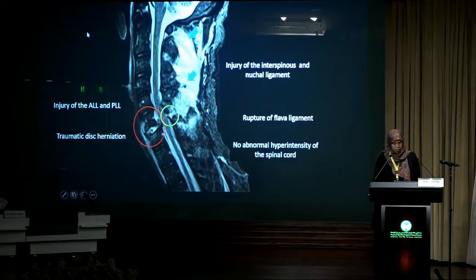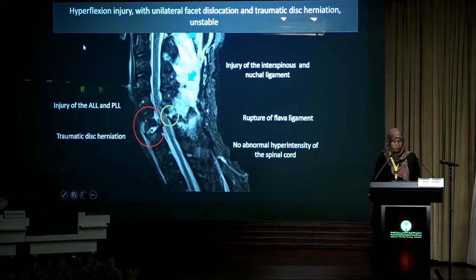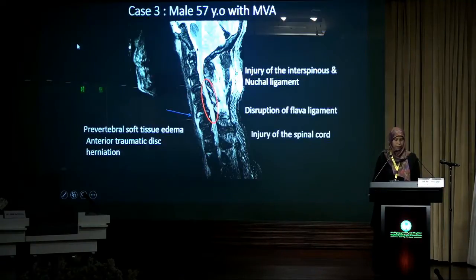MRI shows that there is also injury of the anterior longitudinal and posterior longitudinal ligament. Diagnosis: hyperflexion injury with unilateral facet dislocation and traumatic disc herniation, which is unstable.